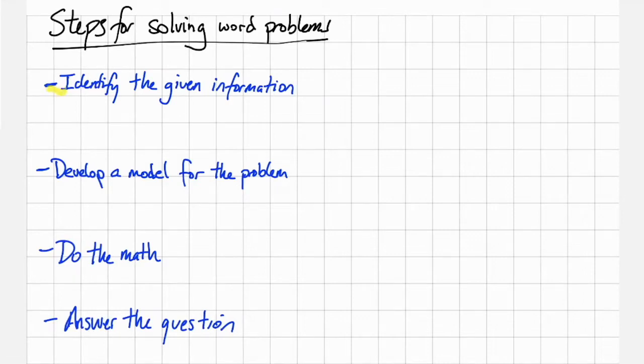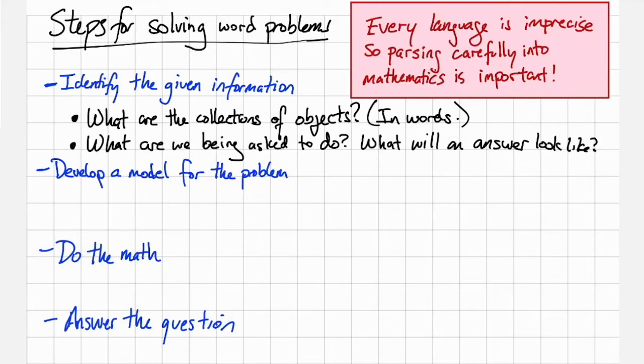of objects. First, identify the given information. Then, develop a model for the problem. Then, do the math. And last, answer the question. So what do we mean by those things? Word problems necessarily mean that the problem is written in English. And every language out there is imprecise. So to be able to answer these questions, it's important that we can parse the English words into mathematical ideas and concepts. So we're given a problem, and we want to identify the given information.